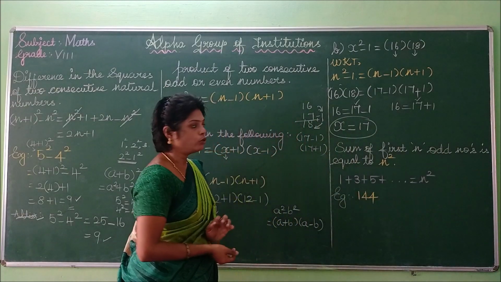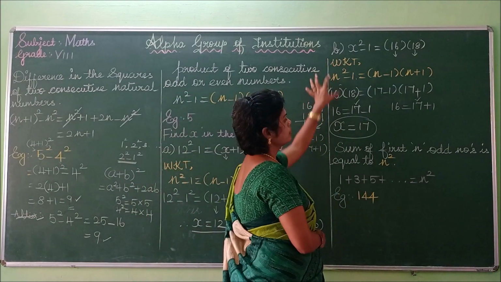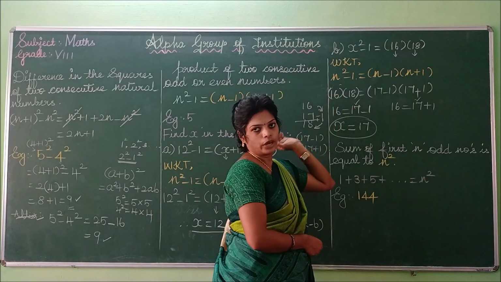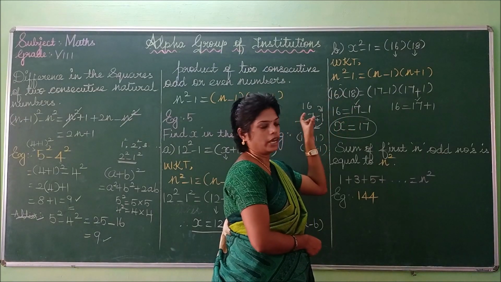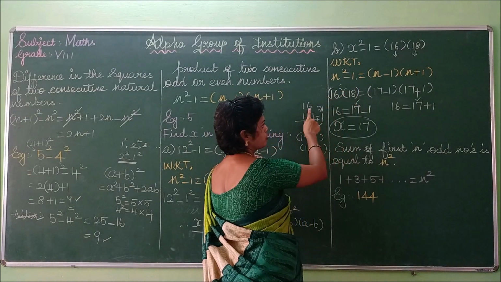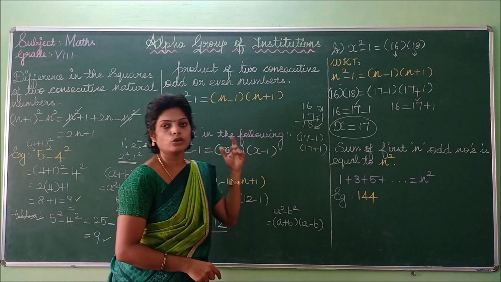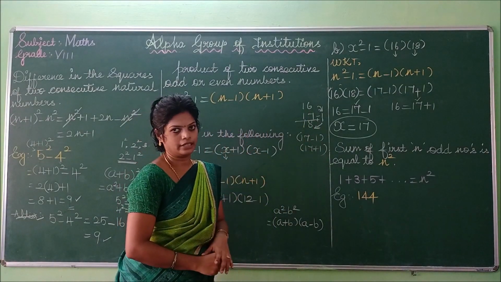If you have any doubt, you can check: what is 17 squared? That is 289. 289 minus 1 is 288. If you multiply these two values, 16 into 18, also 288, then your answer is right.